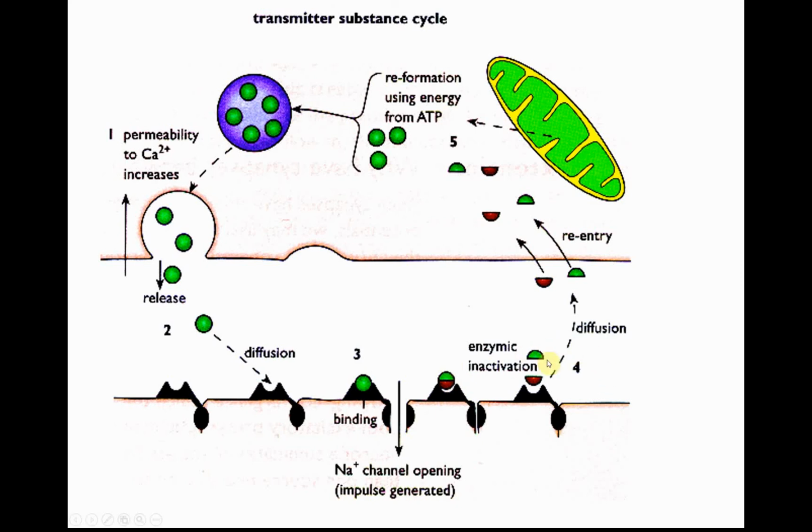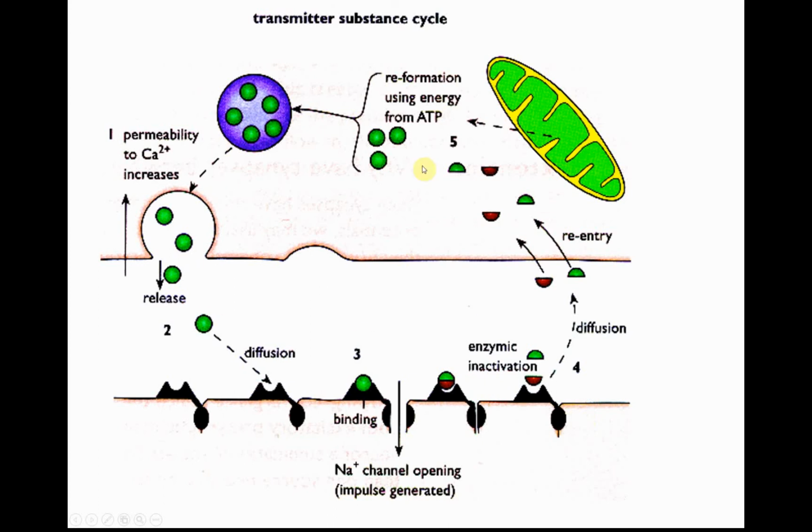So acetate and choline are then recycled, so reabsorbed by diffusion into the presynaptic membrane, and then using energy from ATP and processing, they're reformed back into acetylcholine and repackaged into vesicles, ready to go again. So the whole lot's continuously recycled. But as soon as the acetylcholine is hydrolyzed by acetylcholine esterase, the sodium channel closes. So it prevents any further depolarization. So this is happening quite rapidly.